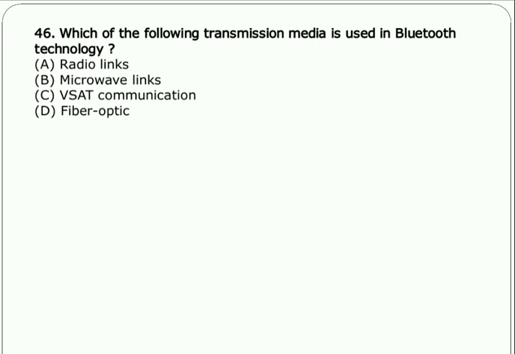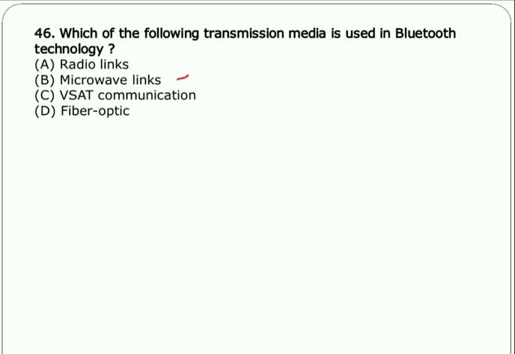Which of the following transmission media is used in Bluetooth technology? In Bluetooth technology, we are using the radio links. Radio link protocol is an automatic repeat request fragmentation protocol used over a wireless air interface. Most wireless air interfaces are tuned to provide 1% packet loss, and most of them provide a successful rate of transmission.